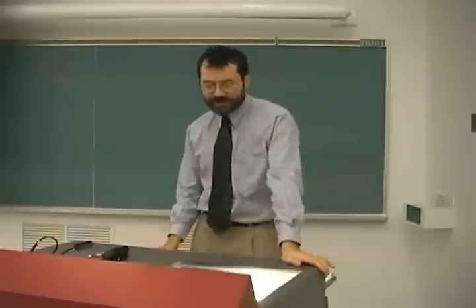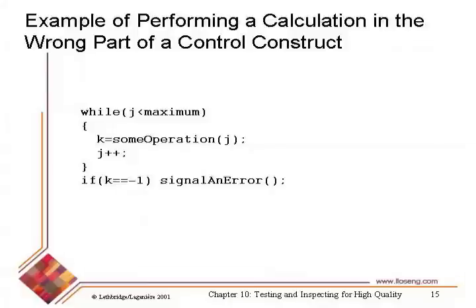So here's a classic example. While j less than maximum, assign to k the value of some operation on j, and then increment j. If k equals -1, signal an error. Now the problem here is that if this thing loops only 0 times, which it might, if j is greater than maximum or equal to maximum to start with, k is never going to be set.